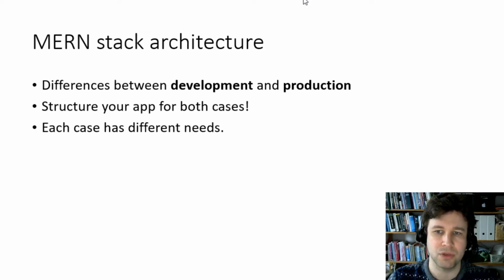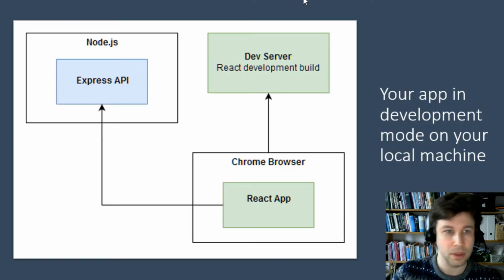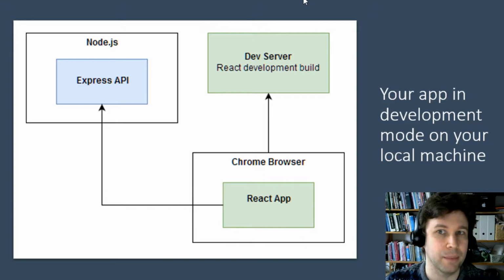So your app should be structured in a way that you can still keep developing in development mode, but it will also automatically deploy in production whenever you push your changes to your GitHub account, to your repository on GitHub. So there are differences between those two modes of running your app, and I want to explain what those differences are. So when running your app locally on your own laptop, you have this development server.